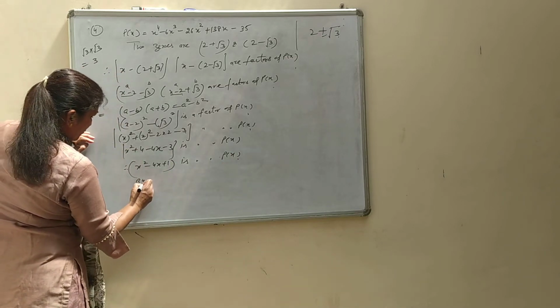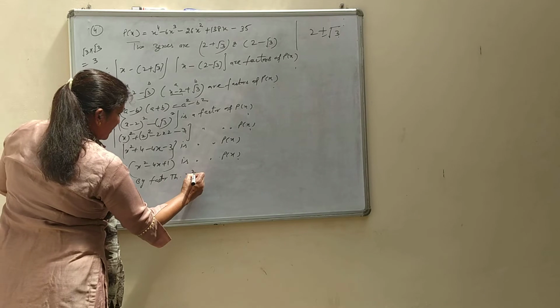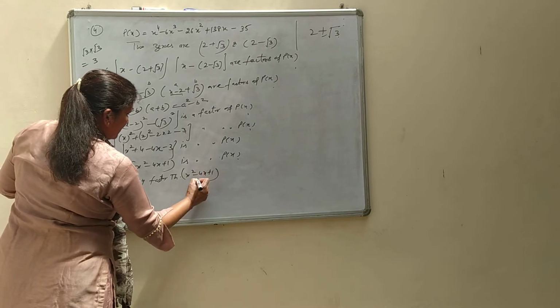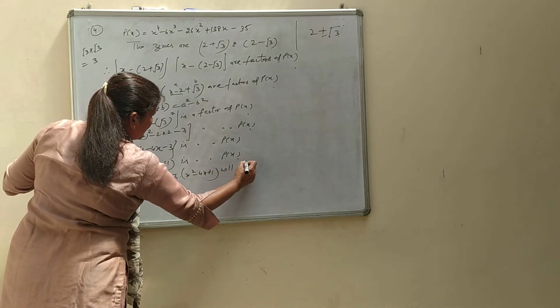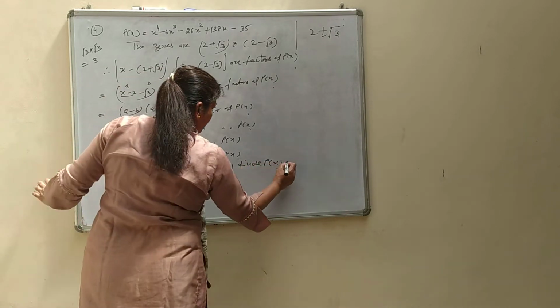By the factor theorem, x square minus 4x plus 1 will divide p of x exactly.